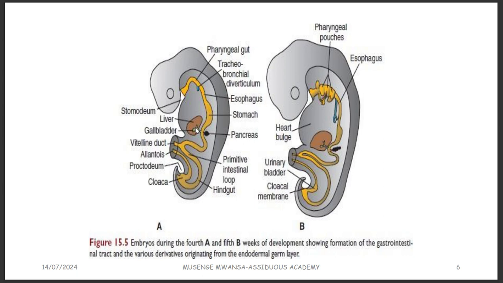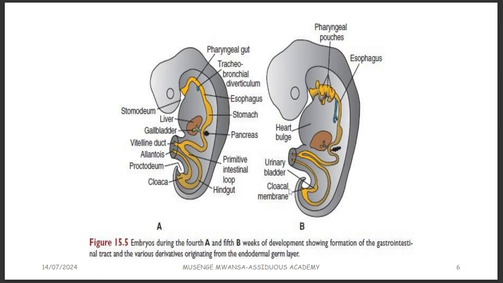And then you have got the liver bud there, the pancreas on the other side, and then you have got the connection to the yolk sac via the vitelline duct, and the allantois is also in the umbilical cord there. Okay. At the end, you have got the cloaca. At the beginning, you have got the stomodeum, that's where the mouth is going to open. At the end, you have got the proctodeum, that is where the opening of the anal canal is going to be.